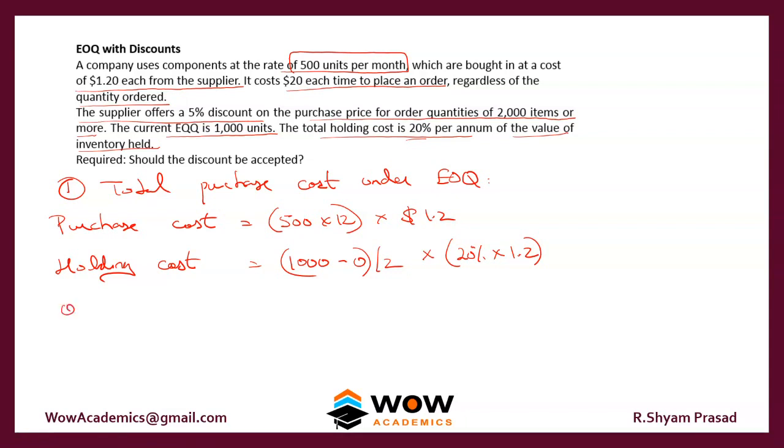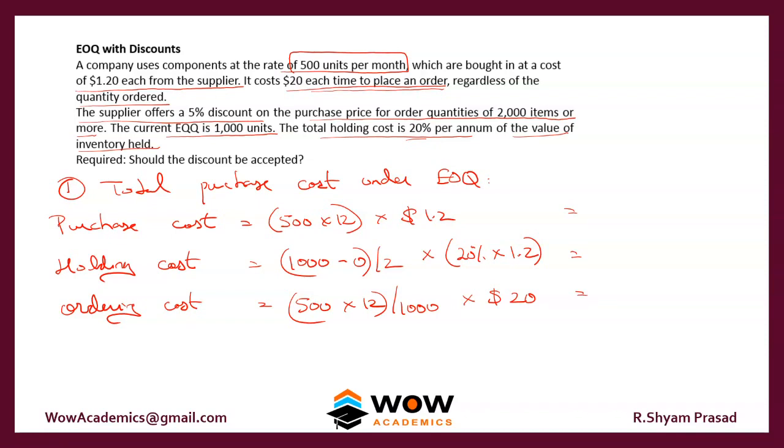So now we'll move on to the ordering cost. So ordering cost refers to the total items purchased in a year divided by the EOQ. EOQ is 1000. So this will give you the total number of orders. Orders times the ordering cost. It costs $20 each time to place an order. So the number here is 20. So we'll solve these.